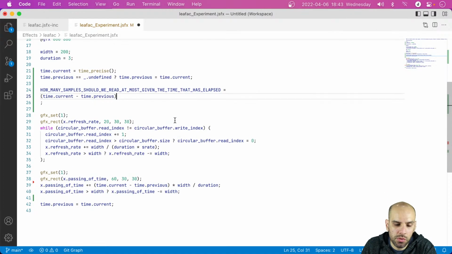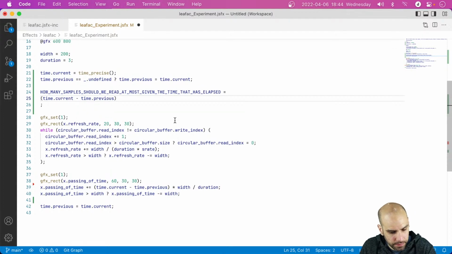Now we need to know how much we want to move. So I think that the formula is actually going to be similar to that, but it's not going to be quite exactly that.